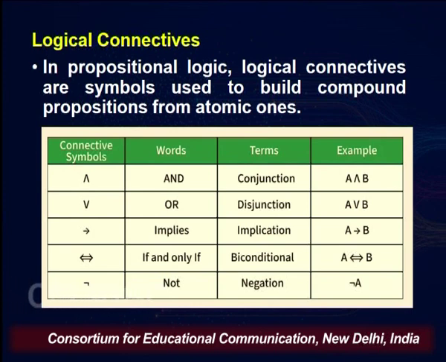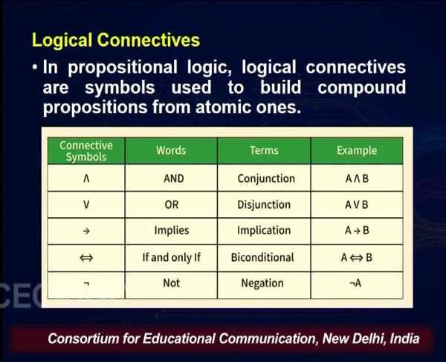Here is a table given on the screen. We have some connective symbols, the word corresponding to each, the terms corresponding to that, and examples. When we talk about "and", the connective symbol is the first one, shown in the leftmost column. The term is conjunction, and we say A and B. Similarly, for disjunction we use A or B. The word is "or", the term is disjunction, and the sign is also given.